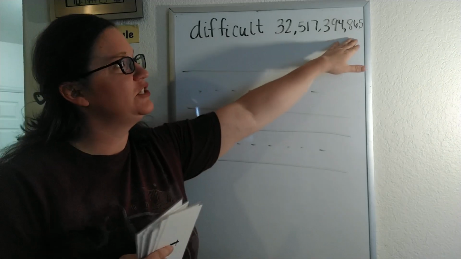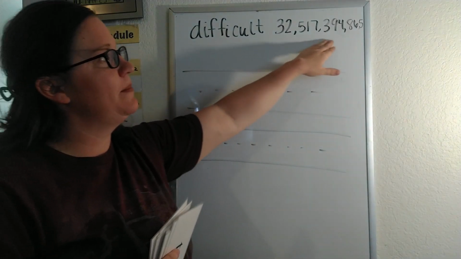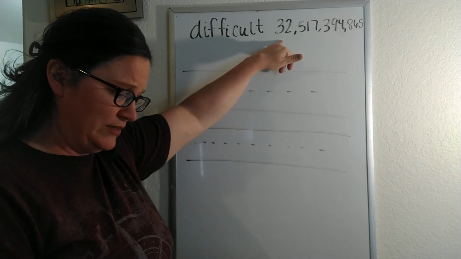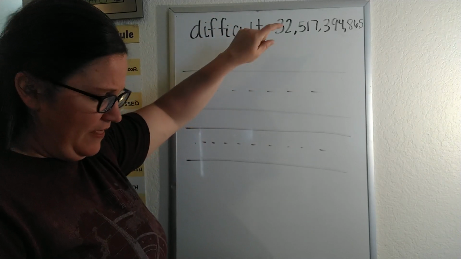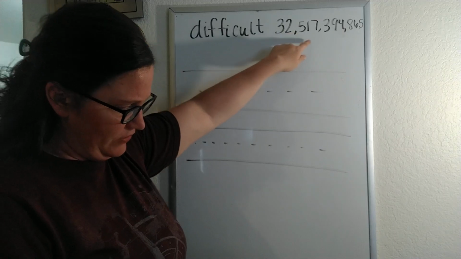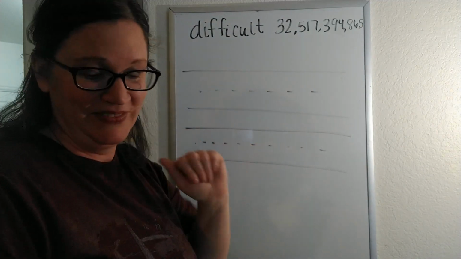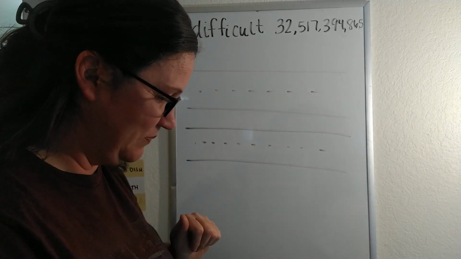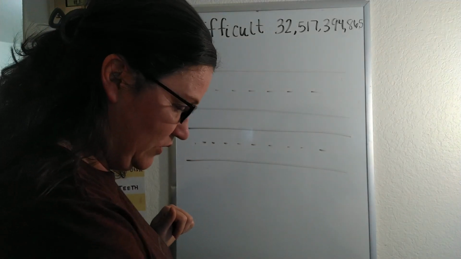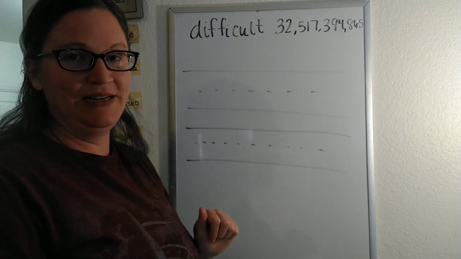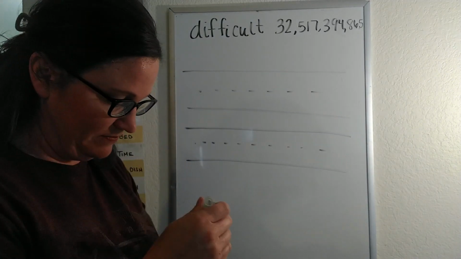Or you can look at this huge string of numbers separated by commas, and you can say, I don't know what that means. Or you can say, yes, I do. That is 32,517,394,865. So really quick in this step, we're going to be teaching quickly how to write the digits 0 to 9 and why that's important for the program.